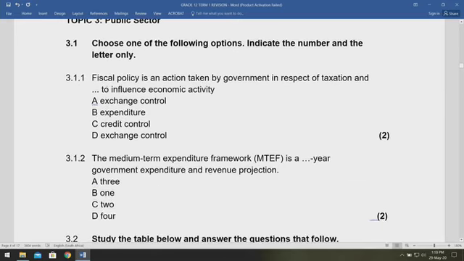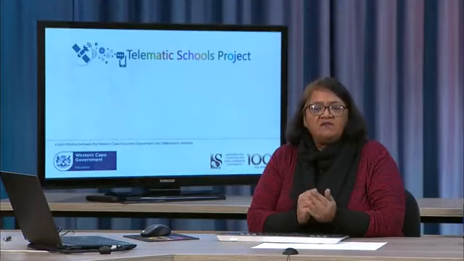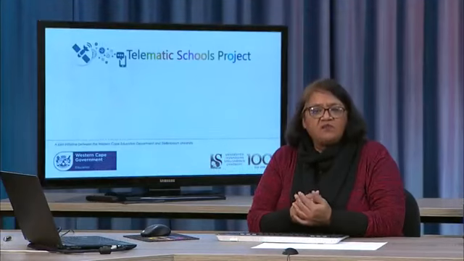And we see here, fiscal policy is, and now just remember, we just spoke about fiscal policy earlier on, and we said not to confuse it with the monetary policy. Fiscal policy is an action taken by government in respect of taxation and expenditure to influence economic activity. Remember, I said to you, your fiscal policy deals with your Minister of Finance, and the Minister of Finance tables his budget speech in February every year.